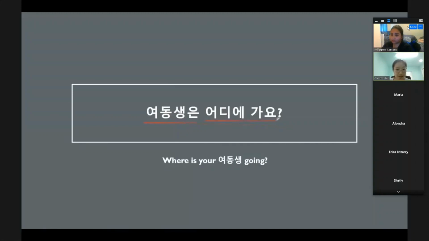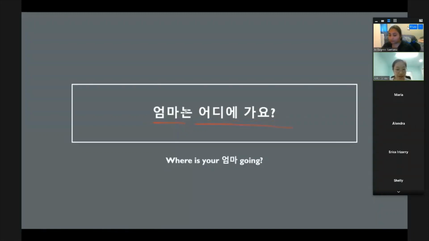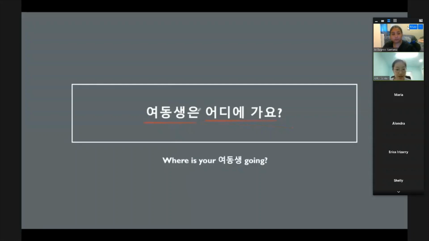And then you know this one is 는 because of the vowel. It's because you have the final consonant here. Can you repeat after me? 남동생은 어디에 가요? Perfect.